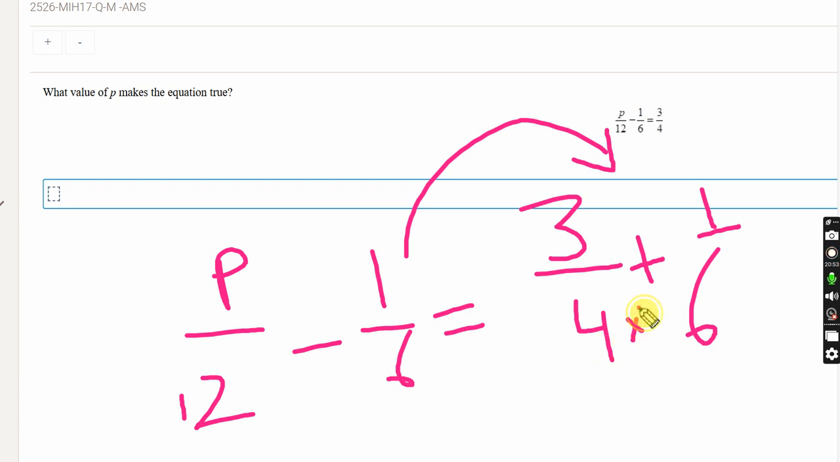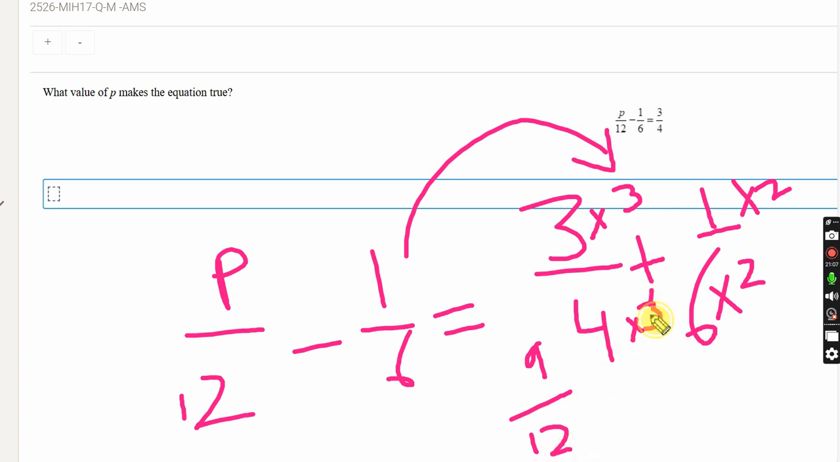So I know 4 times 3 is 12, and I know 6 times 2 is 12. Whatever I do in the denominator, I also have to multiply in the numerator. So 9 over 12. Usually what students like to do is multiply here by 6, here by 6, here by 4, and here by 4 as well. But the smaller the number, the better. So 2 over 12.